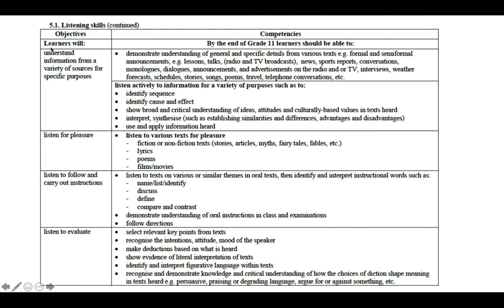Next, the objective that we have here is understand information from a variety of sources for a specific purpose, and these are the competencies that the learners should be able to perform in order to attain this objective. Please go through them in your own time. I cannot go through all of them. The other objective is to listen for pleasure. So listen to a variety of texts for pleasure, and these are some of them that they can do. You can use some of this in the classroom to practice, or you can assign this outside the classroom, and then they come and talk about whatever they listened to in the classroom.